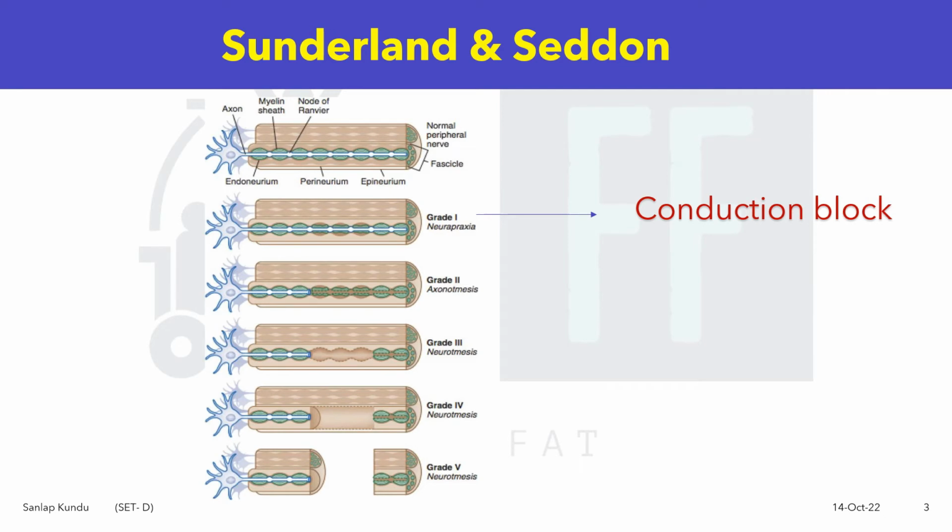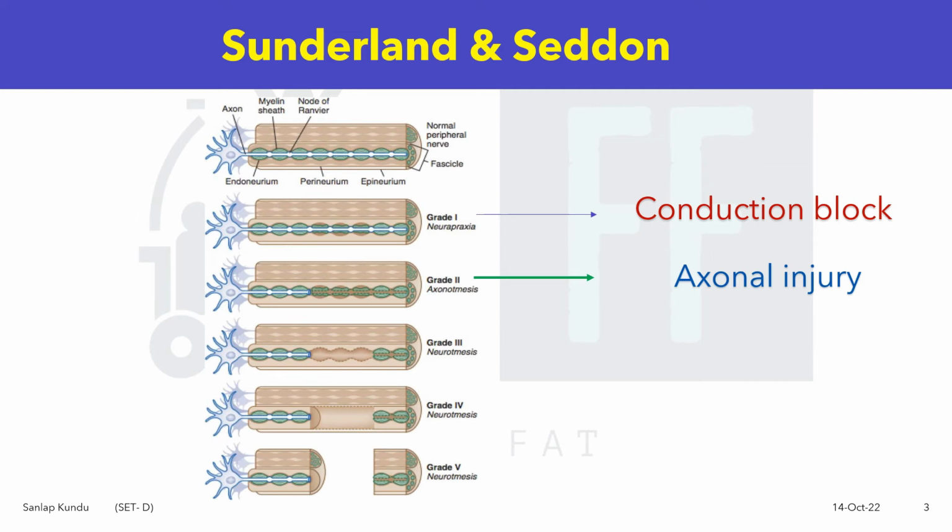In case of grade 2 of Sunderland, it is axonotmesis of Seddon, and that means there is axonal injury, right? As you can see it from the picture. Then grade 3 of Sunderland is neurotmesis of Seddon. Now remember, from grade 3, neurotmesis starts and the extent of injury increases.